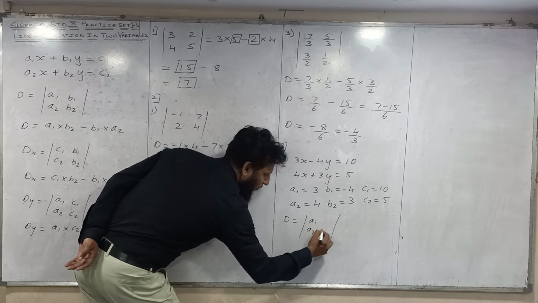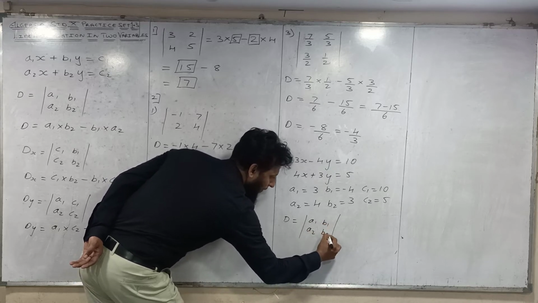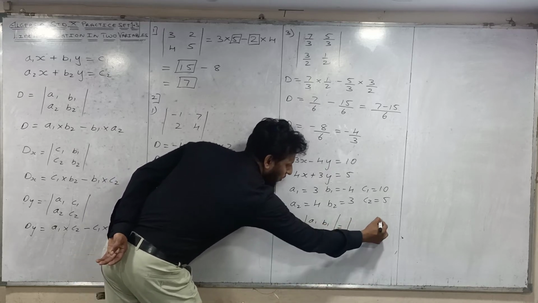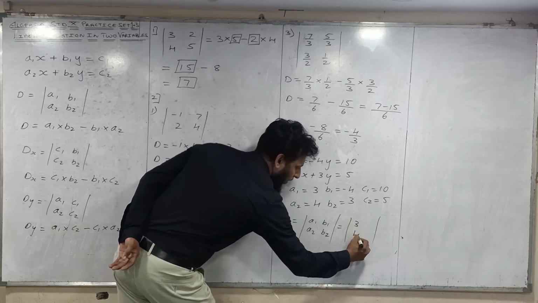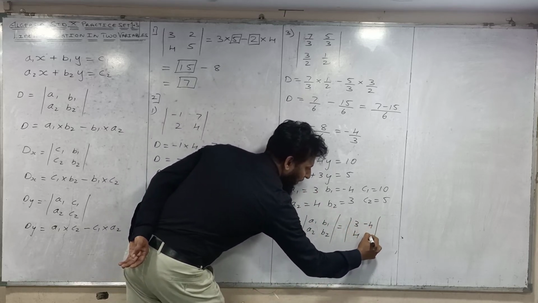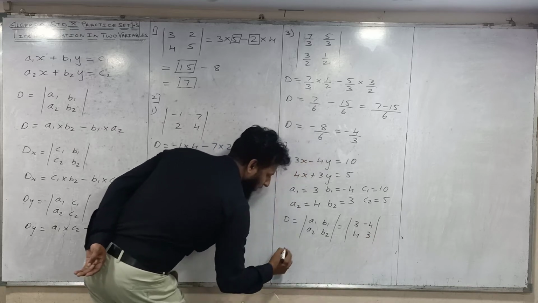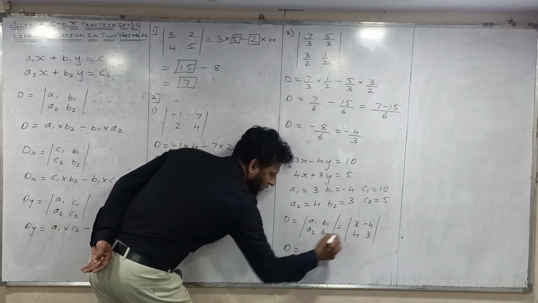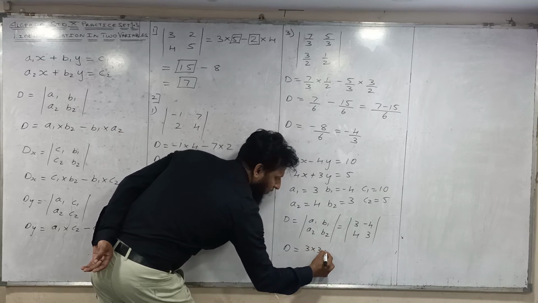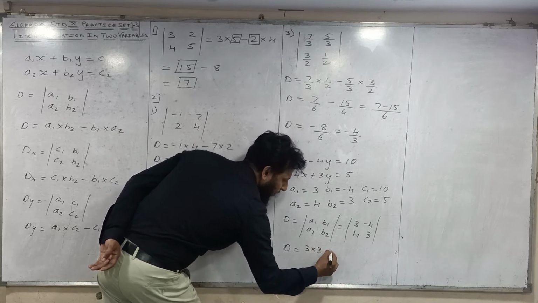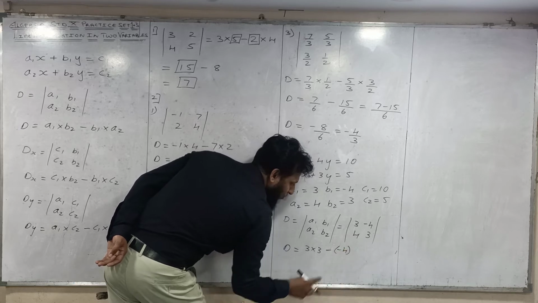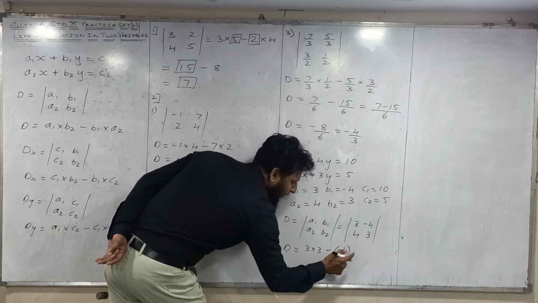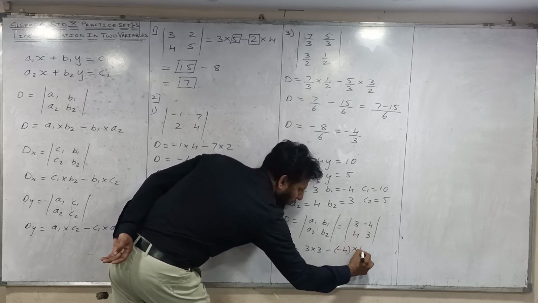D is a1 a2, b1 b2, where a1 is 3, 4 and b1 is minus 4, 3. So d is equal to what? 3 multiplied by 3. Then put the formula minus sign. Then this is minus 4. Put it in a bracket. When two signs are there, put it in a bracket. So minus 4 multiplied by 4.